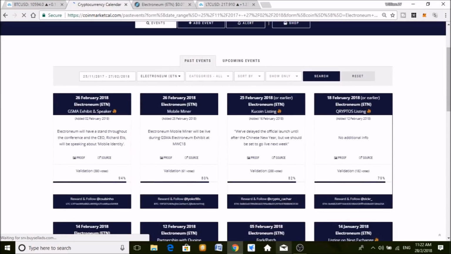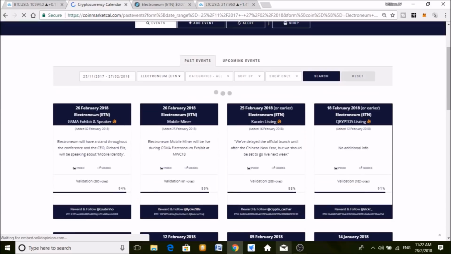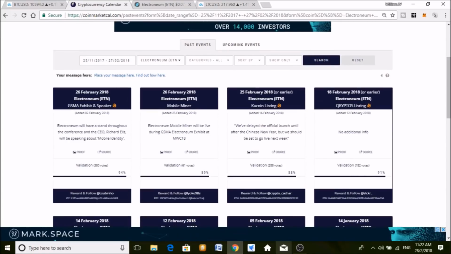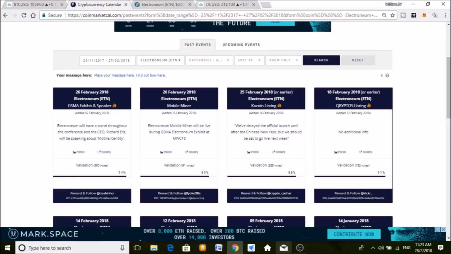What happens is on the 26th of February, so 2 days ago, Electronium announced that they will be added onto the KuCoin listing. Okay, this has actually changed, because when I was checking on the 25th, it said 26th. So this was a 26th of February announcement. So KuCoin is a bigger exchange now, in my opinion.